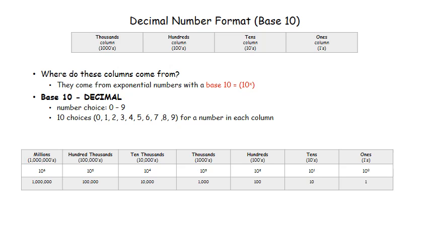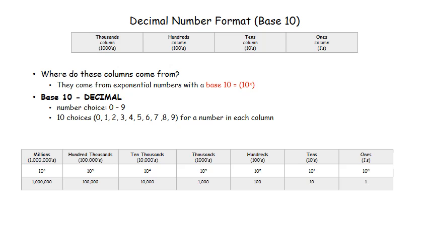Essentially, these numbers come from exponential numbers with a base 10. Starting out with 10 raised to the 0th power, which results in a 1, or the ones place, followed by 10 raised to the 1st power, which comes out to be 10, or the tens place, followed by 10 to the 2nd power, which comes out to be 100, or the hundreds place, and so on.